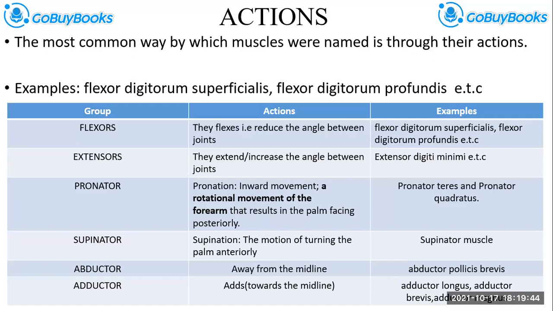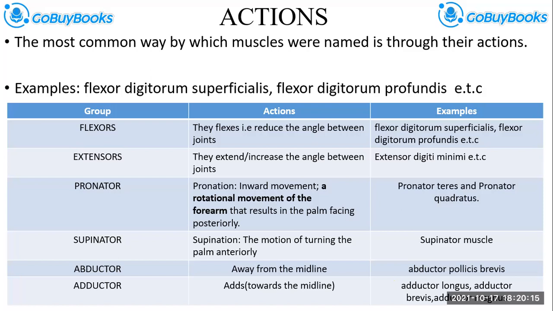You can see I said this is a mini session. Okay, I tried my best. Actions: muscles are named based on their actions, the action they carry out. The most common way by which muscles are named is through their action. It is very prevalent among skeletal muscles you come across. Examples are the flexor digitorum superficialis that I explained earlier, and flexor digitorum profundus also.